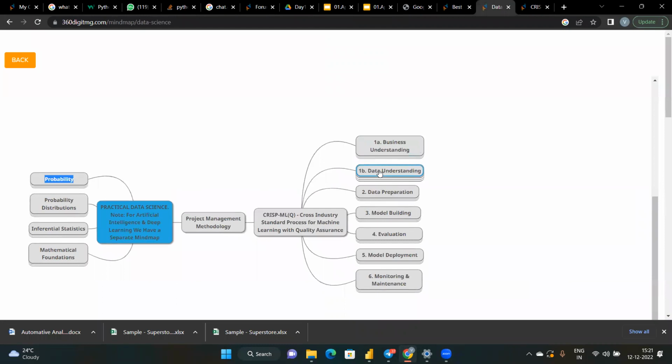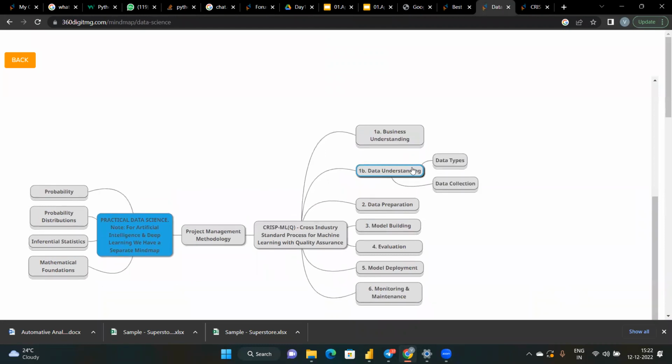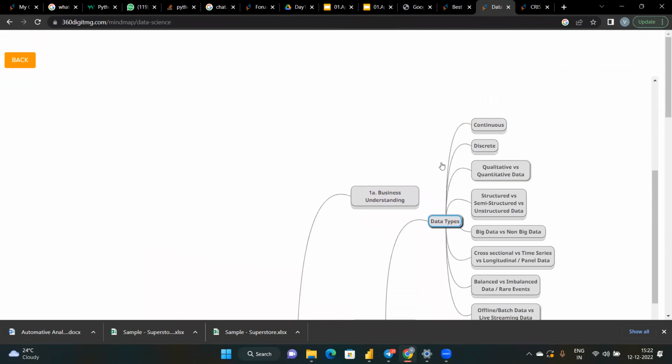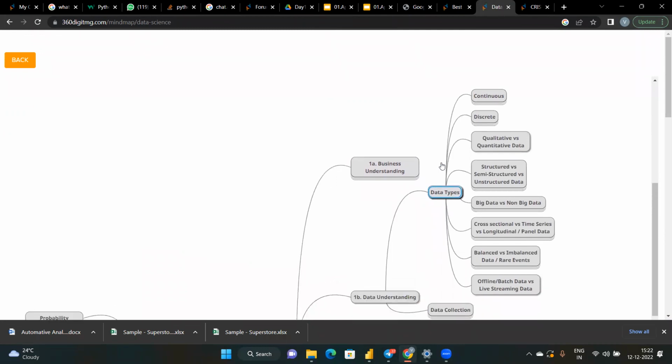So data understanding. In data understanding, the name itself says data plus understanding. Understanding the data. We're gonna understand the data. Okay, so this data I have, what do I have to do using this data? So we have two types of data types and data collections. When you click on this, you can see continuous, discrete, qualitative versus quantitative, structured, semi-structured, big data, cross-sectional, balanced, and offline and live. Okay, these are different types of data.